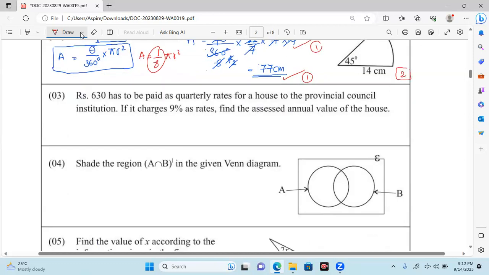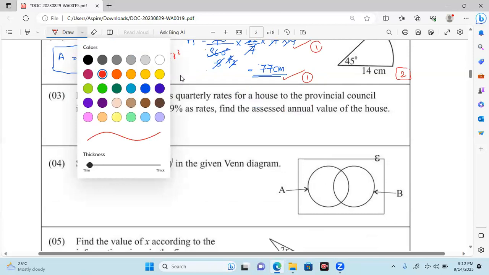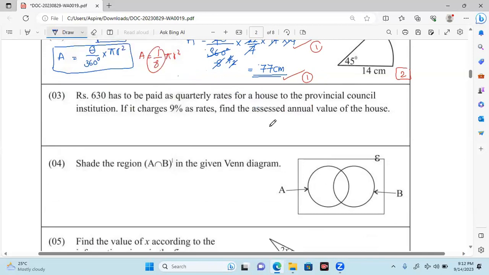Third question. It is based on rates, no? 630 has to be paid as quarterly rates for a house to the provincial council institution. If it is charged 9% as rates, find the assessed annual value of the house. Now, this is very important, they have given the rates per quarter. Then rates per year should be found, no?